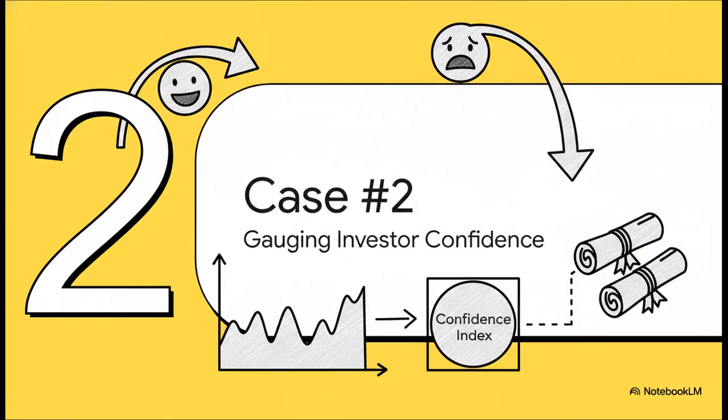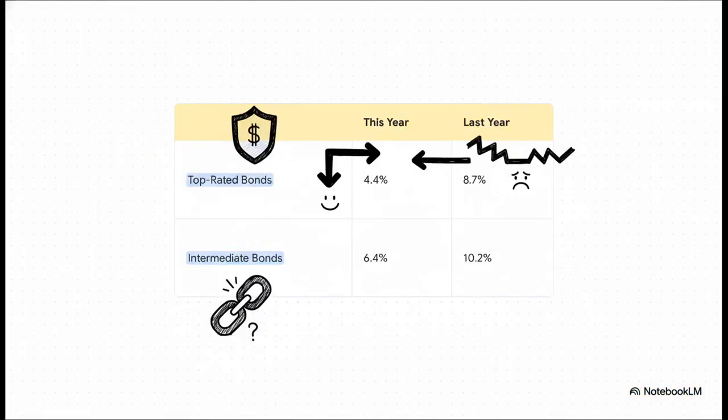All right, for our next case, we're going to zoom out a bit. We're moving away from a single stock to try and read the mood of the entire market. How can we tell if investors are feeling optimistic or maybe a little fearful? Well, we're going to use a special clue called the confidence index, and we can figure it out by looking at bond yields.